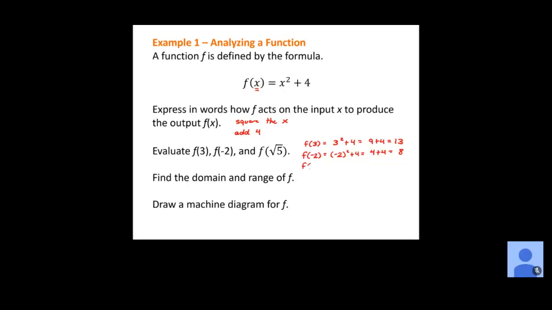And then the last one here, f of the square root of 5. Again, I'm going to substitute square root of 5 for x. When we square a square root, those are inverses, so they're going to cancel each other out. And so the square root of 5 squared just gives us a positive 5. Then when we add the 4 here, that gives us 9. So f of square root of 5 is equal to 9.